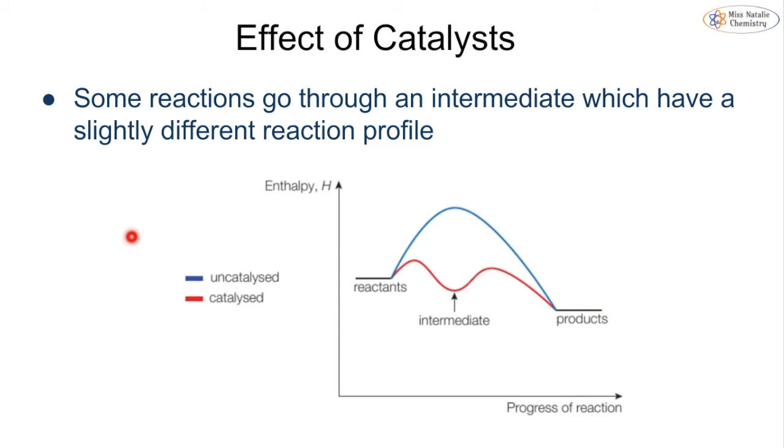Now, some reactions can go through an intermediate, which are going to have a slightly different reaction profile. What you can see here is they have two curves. We will learn more about reactions that go through an intermediate in topic 11 of year 13. But basically, the point is the same, that when we have a catalyst, we're going to have this intermediate being formed, but you can see that the overall change in energy is going to be lower. The overall energy is going to be lower for the catalyst as opposed to the uncatalyzed reaction, because we are reducing that activation energy.